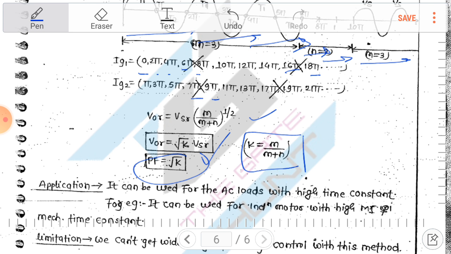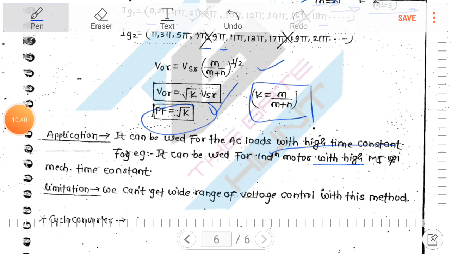Application of integral cycle control is that it can be used for AC load with high time constant. For example, it is used in induction motor with high mechanical time constant. The limitation of integral cycle control is that we can't get wide range of voltage control with this method.